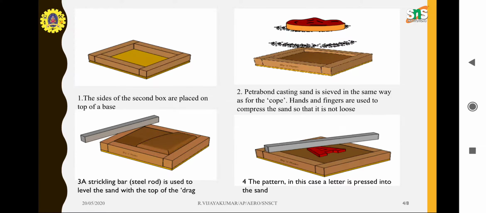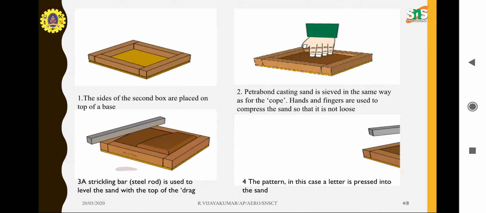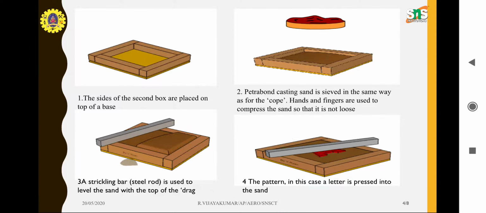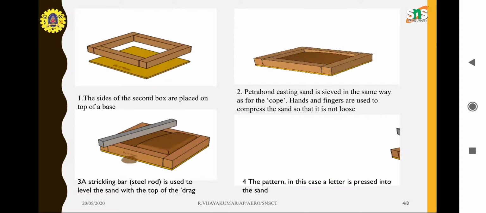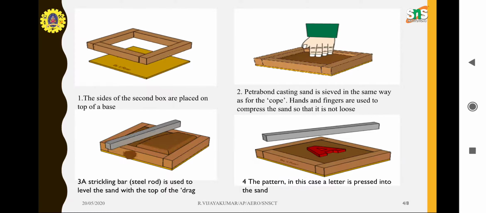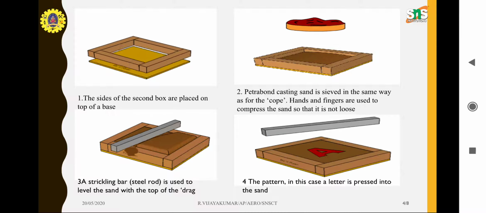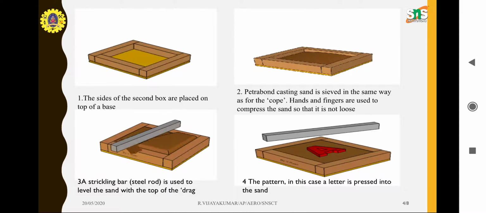So, we are going to take pure sand, using any method of purifying sand. And the third one, we are going to ram the sand using a rod. We are going to level the sand with the top of the drag, till the top of the box. We are going to level the sand tightly, and place it with a tight pack.